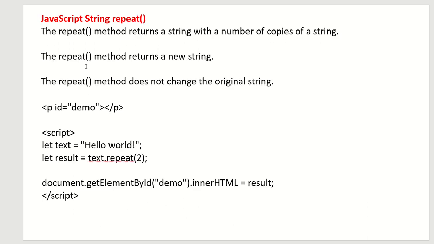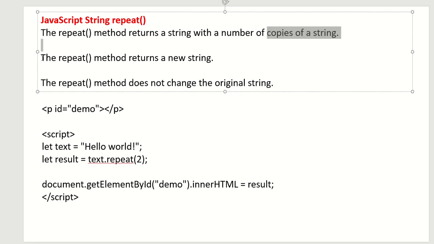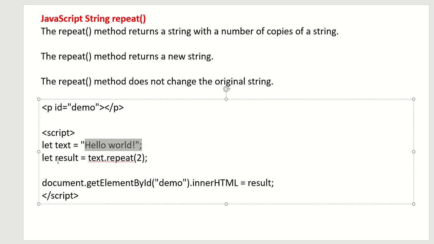String repeat function, yeah, this is also very important. The repeat method will return a string with a number of copies of a string. The repeat method returns a new string, and the repeat method does not change your original string. That means if text equal to hello world, we have one more variable result, and we want this text variable to be repeated how many number of times, 2 times, 4 times, 5 times, that number you have to write here. It will print hello world that many times.